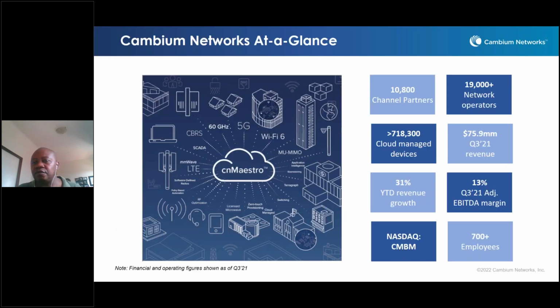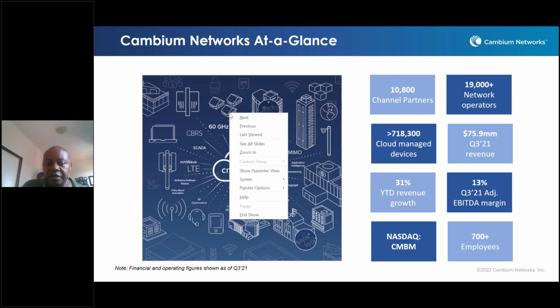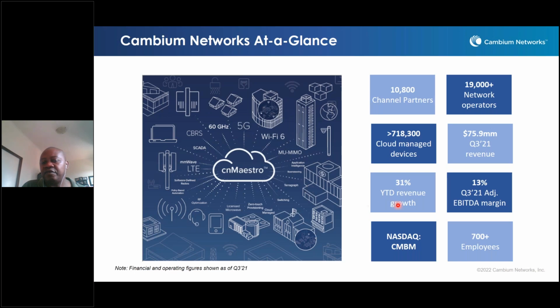So, a quick snapshot. Cambium Networks is a multi-gigabit wireless vendor headquartered in Chicago, with today in excess of about 750 employees. Very important, we're a growth company, with 31% growth year to date.